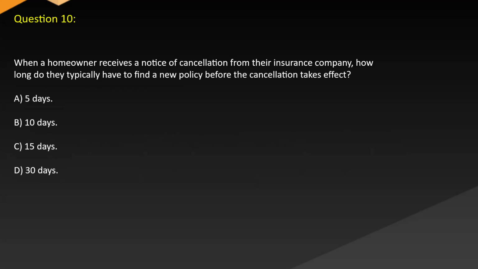Question 10. When a homeowner receives a notice of cancellation from their insurance company, how long do they typically have to find a new policy before the cancellation takes effect? A. 5 days. B. 10 days. C. 15 days. D. 30 days.